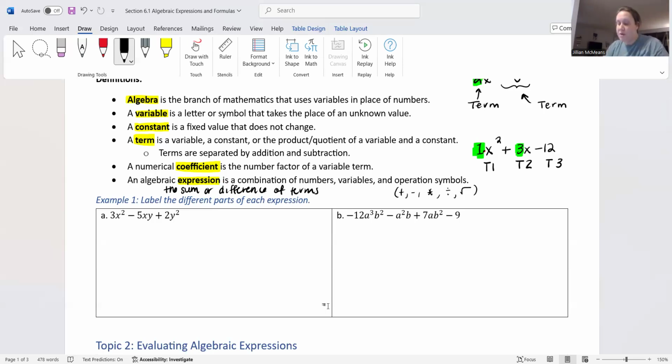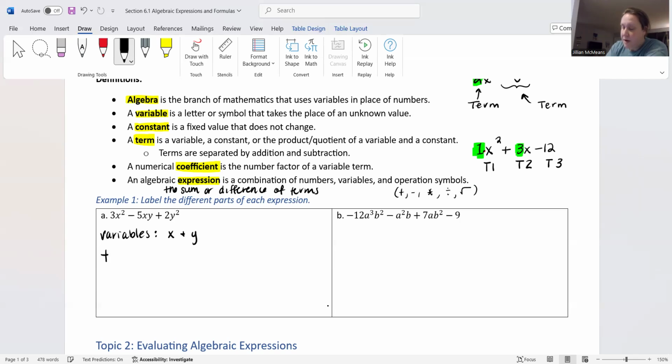So for our first expression, we have 3x squared minus 5xy plus 2y. Let's first talk variables. What are the variables for this expression? Well, we have x's and we have y's. So we're going to say the variables are x's and y's.